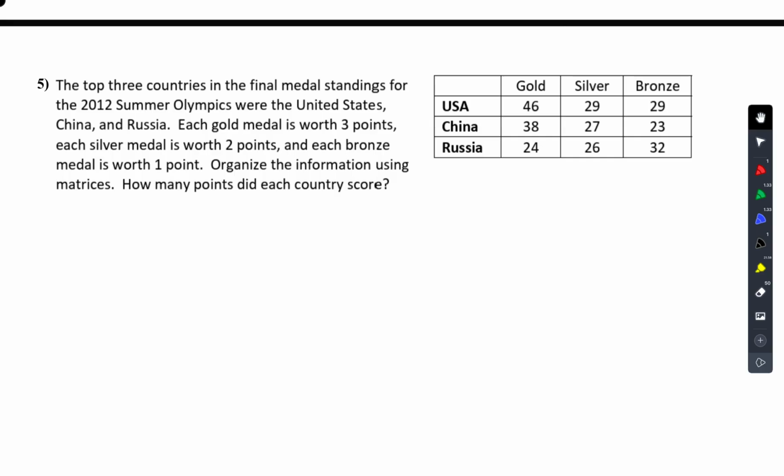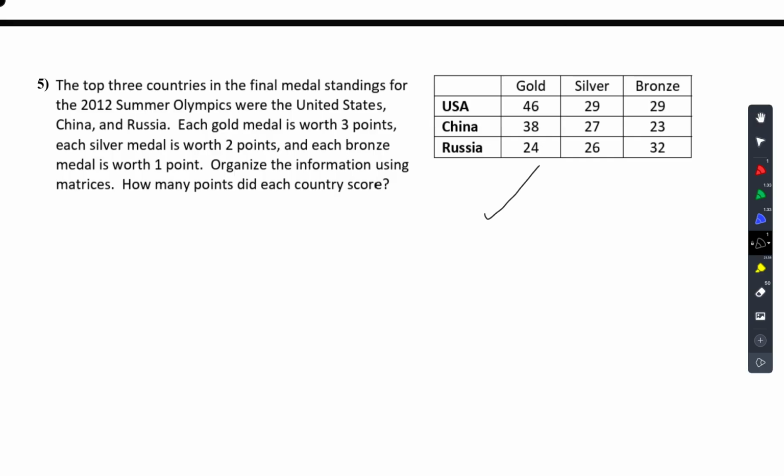This is Summer Olympics 2012, so kind of old, but that's okay. So we've got USA, China, and Russia were the highest, and then calculating the points for all of it. Okay, so a gold medal is worth 3 points, a silver medal is worth 2 points, and each bronze medal is worth 1. Organize the information using matrices.